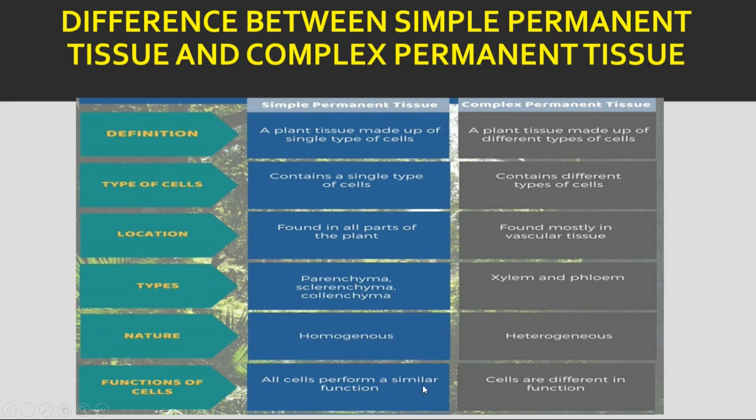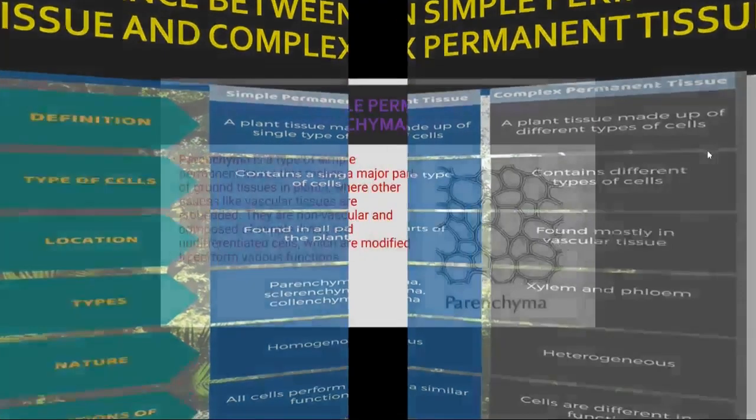Now the function of cells: the cells present in simple permanent tissue perform a similar function, and the cells present in complex permanent tissue perform different functions within each other. Hope you have understood the most important difference between simple permanent tissue and complex permanent tissue. Hope you have taken the screenshot of it. So let's move to the next slide.